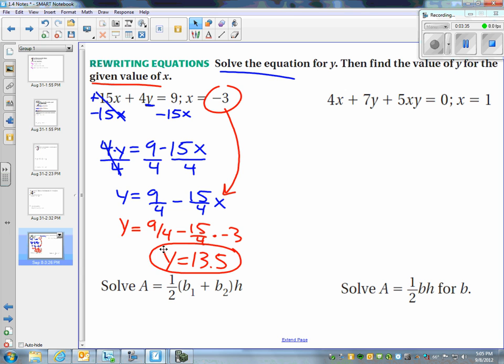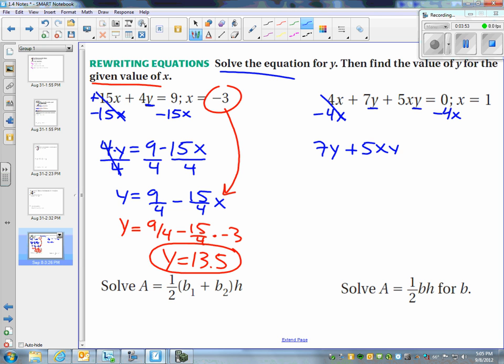So, here's the next one. So again, we want to get all the stuff that has a y on the same side alone. So this 4x needs to go away. So we're going to move it over to the other side. So we're left with 7y plus 5xy equals negative 4x, because 0 minus 4x is just negative 4x.